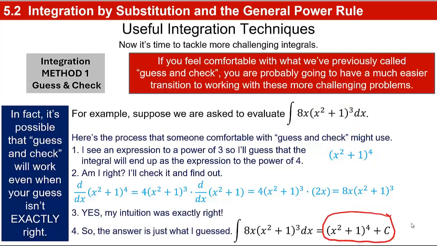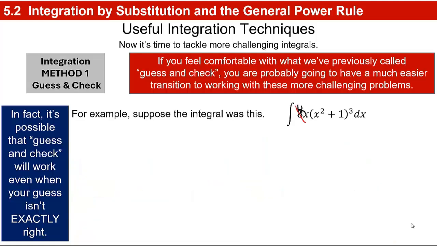It's possible, though, that this guess and check method will work even when my educated guess is not exactly right. So I want to take an example of that, and the easiest thing to do might be to take the example we just worked, except knock out the 8 and change it to something else. What if I make it a 4? So this example is almost exactly like the one before.